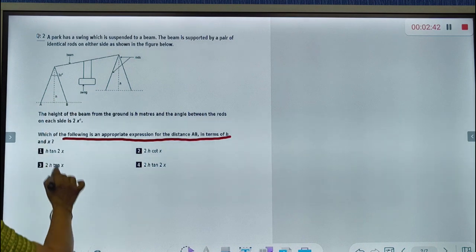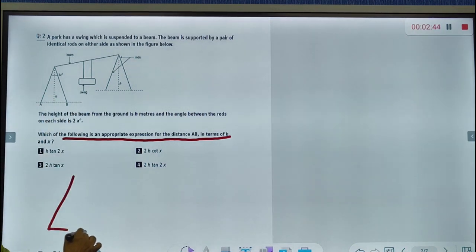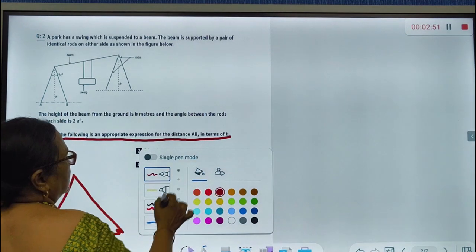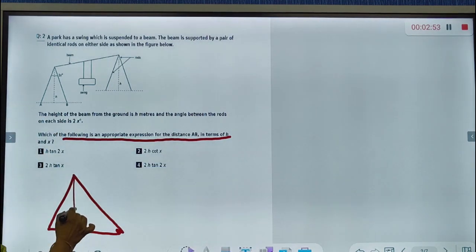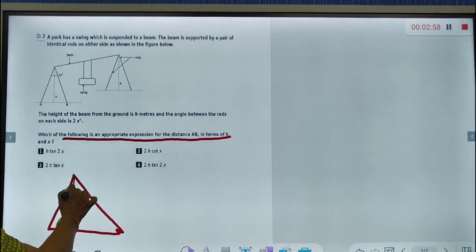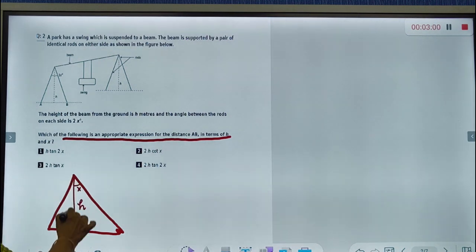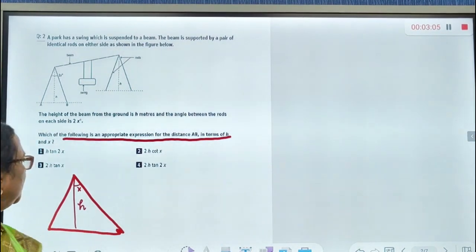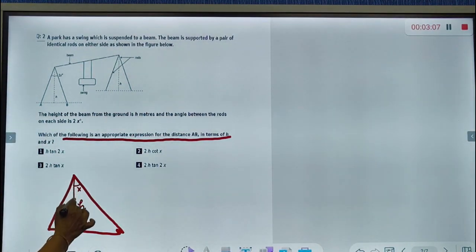So, if I look at this triangle, the height is h, the total angle is 2x. So, this will be x because this is perpendicular, this is an isosceles triangle, and the perpendicular is also the perpendicular bisector. If the total angle is 2x, half of it will be x. So, this is x and this is x. And this is AB.